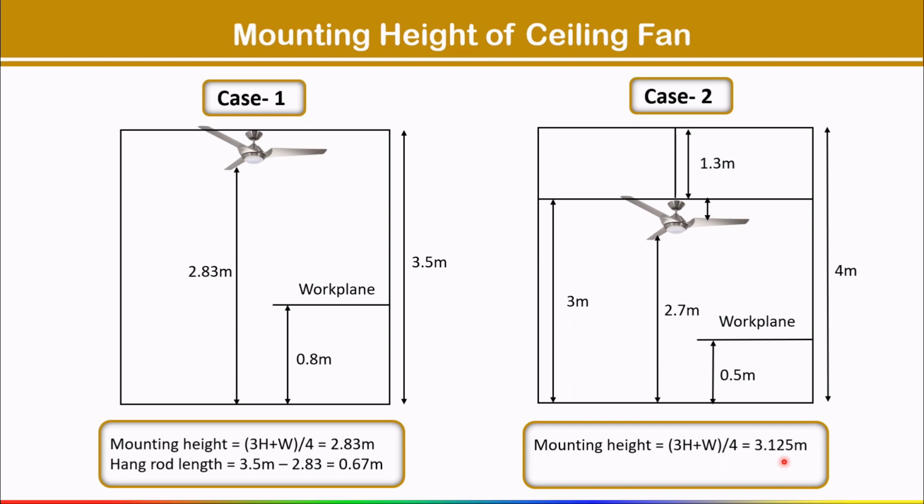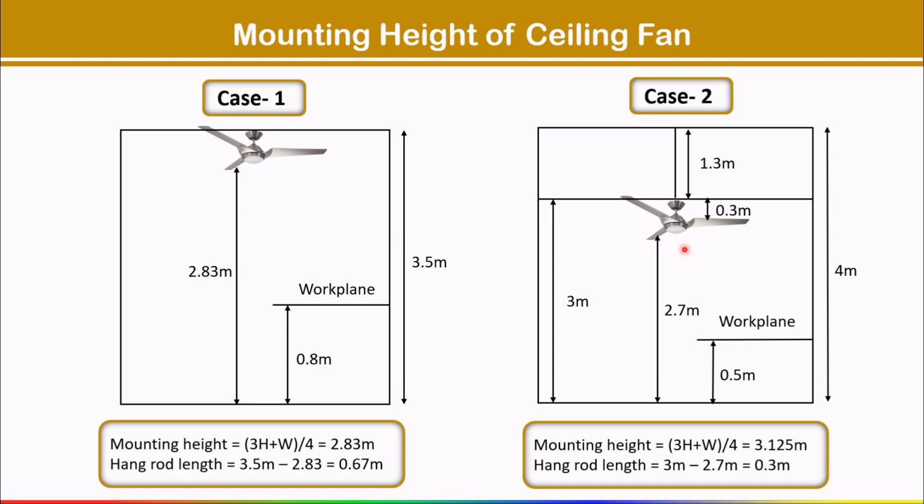So at that time, you don't need to prefer this one, because here we have to place the fan on the ceiling only. You can place it directly. Now if you want to find the height of the blade, first calculate the hang rod length: the 3 meter false ceiling minus the mounting height 2.7. You will get 0.3, because in case second, the mounting height of the fan blade is coming 3.125, but we need to place the fan on the ceiling only.